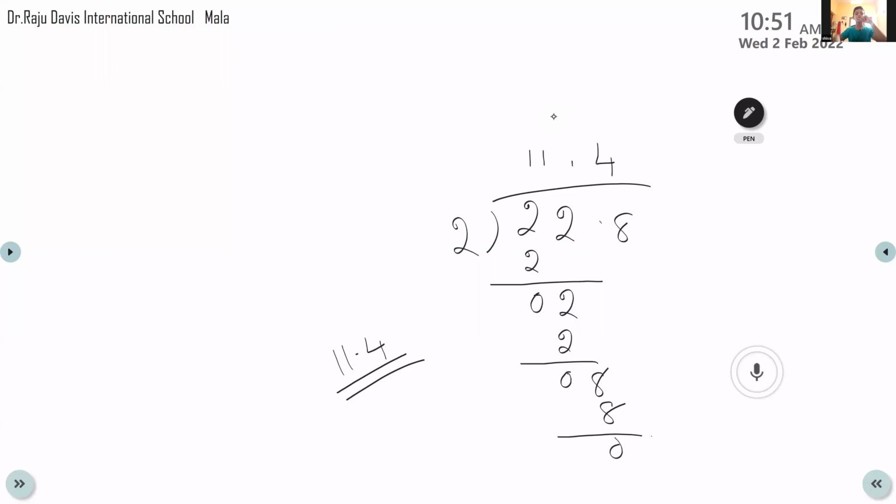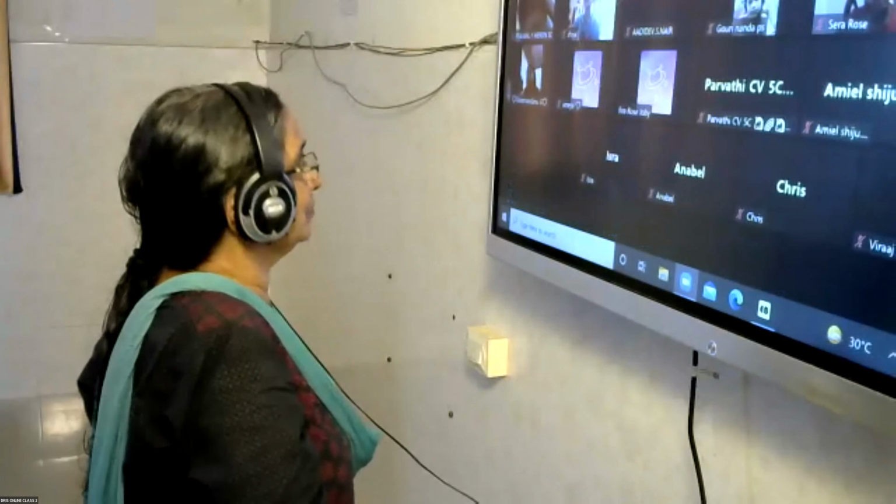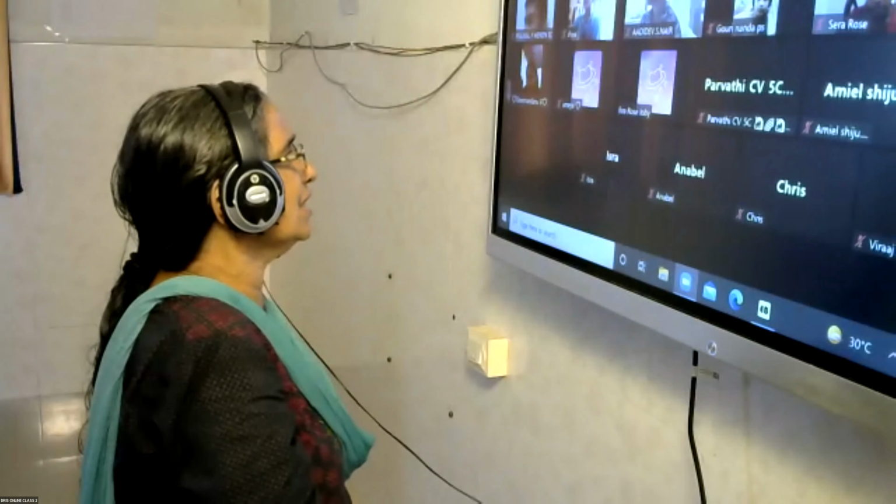Yes. Now, one more example. You can do it in your rough book. No need of writing in your class. What if the divisor is smaller than the dividend? How will we do it? If the divisor is smaller than the dividend, that won't happen, ma'am. 0.5, that one you will study in higher classes. Now, we are studying the case where the divisor is smaller. Next class, you will study what to do if the denominator is larger than the numerator.